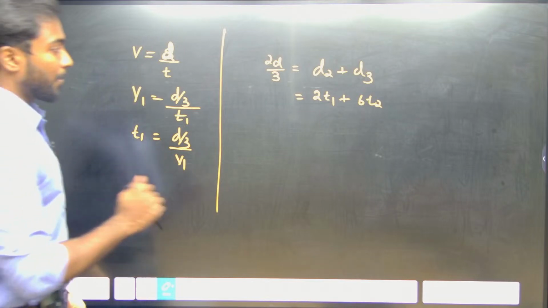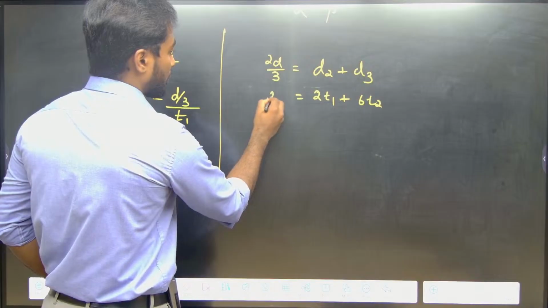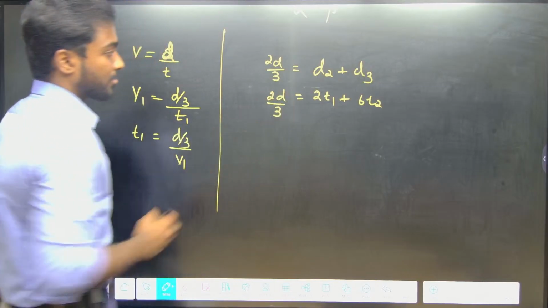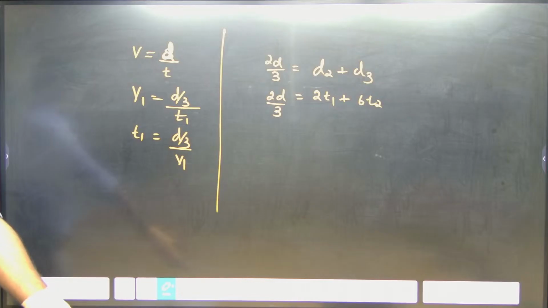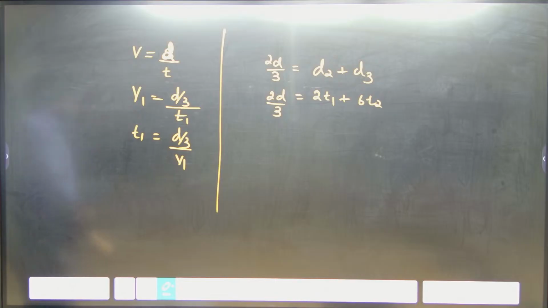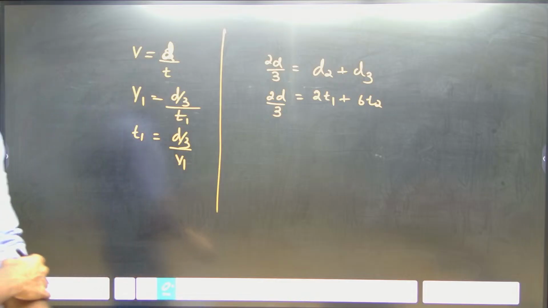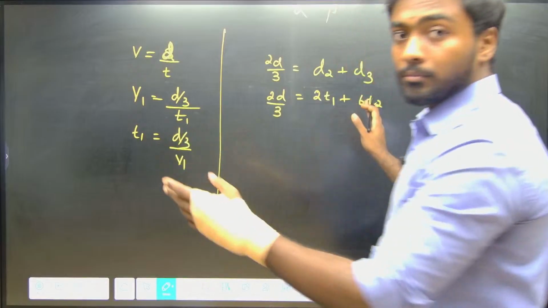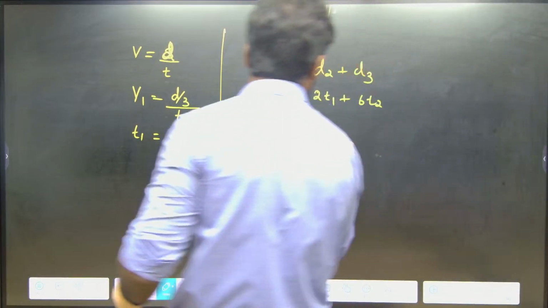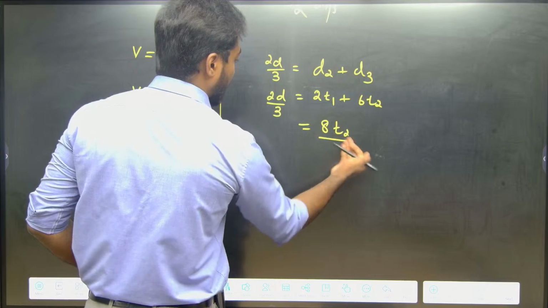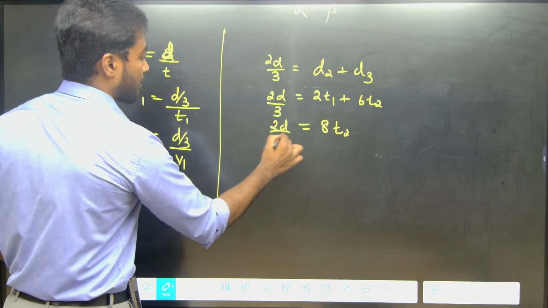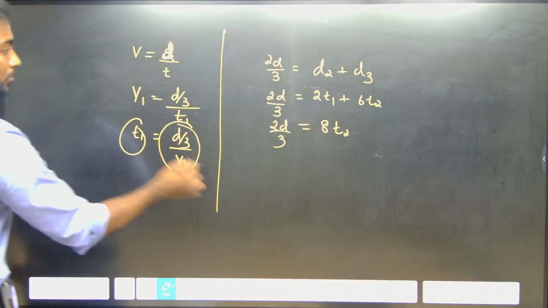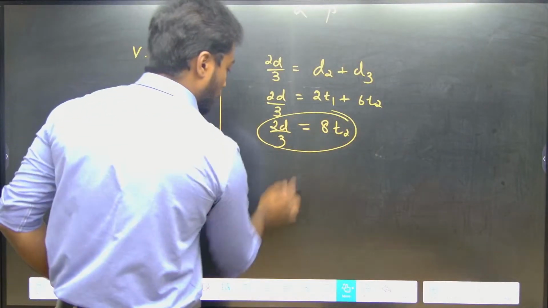Now what is the thing here? 2d by 3 distance. This is about the equation. So that was the total time, no? The total time. So let me take this as 8t2, that's it. So 2d by 3. So we know t1 and t2, right? Now what we will do?